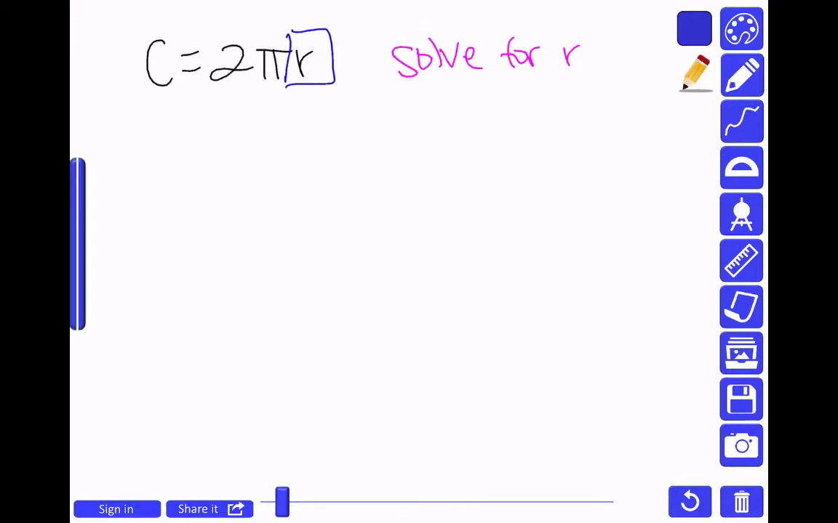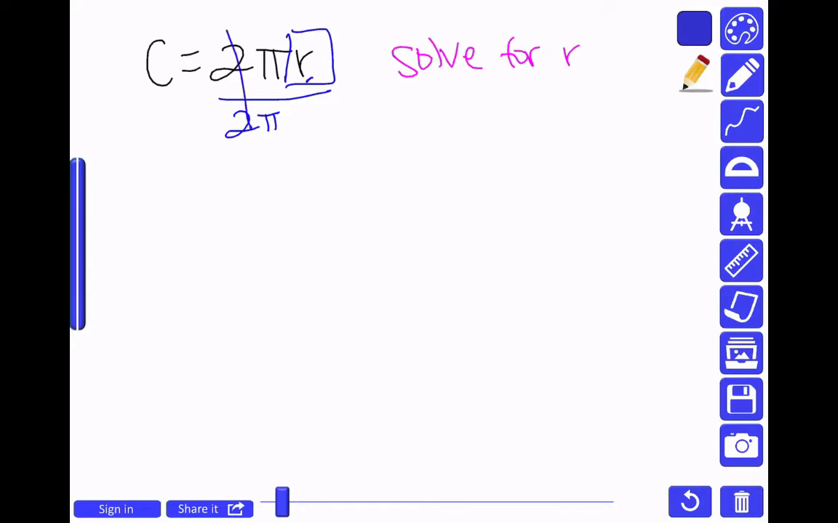Here we have the formula for circumference of a circle, and they want us to solve for the radius. So again, if I know the radius and I'm trying to find circumference, I could plug in for r. But what if I know circumference and I want to find the radius? I could go ahead and rearrange this and have that ready for me. So the 2 and the pi are both being multiplied by the r. So I can actually divide them at the same time.